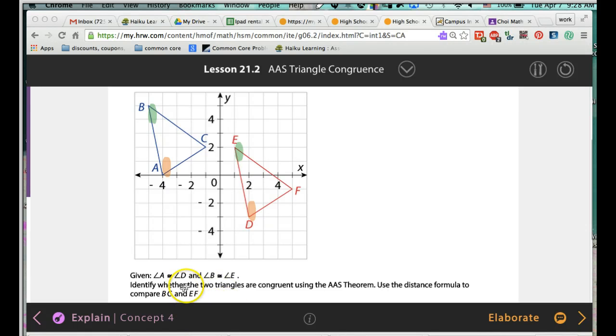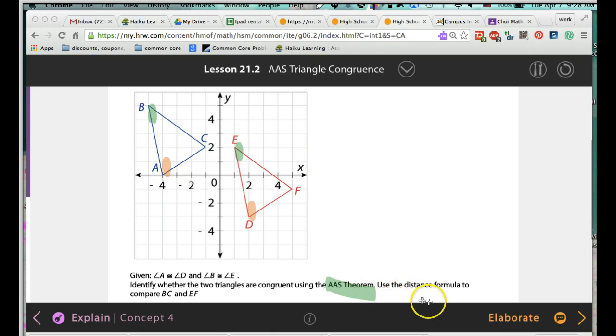And it says identify whether the two triangles are congruent using the AAS theorem. You know what this tells me? It tells me that it's going to be angle, angle, and then this side over here, or angle, angle, and then this side over here. Because they basically told me the answer is going to be congruent using the AAS theorem, and they already gave us two angles. So it's either this side or this side.